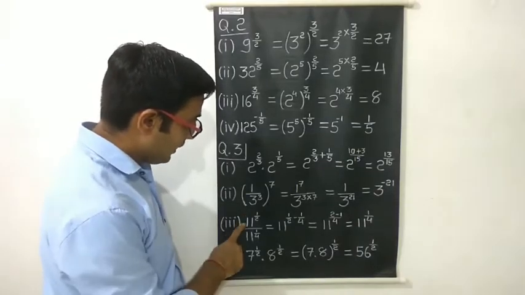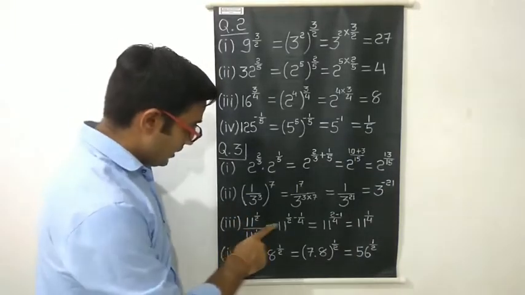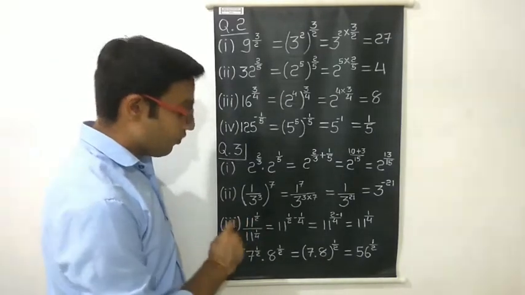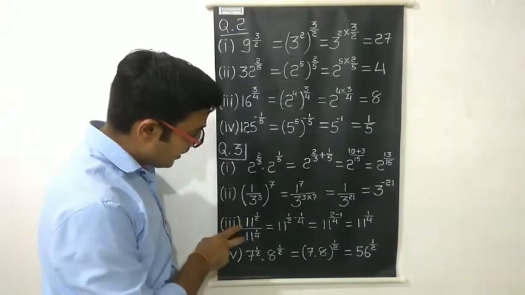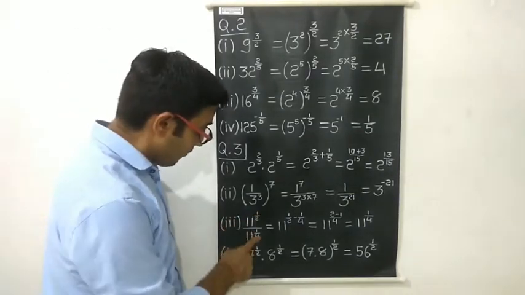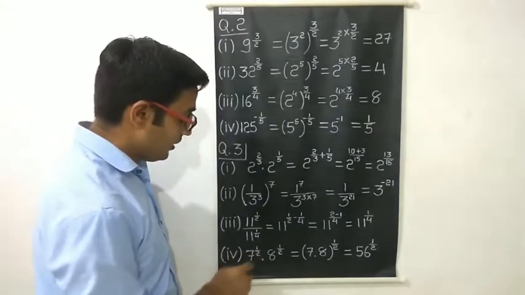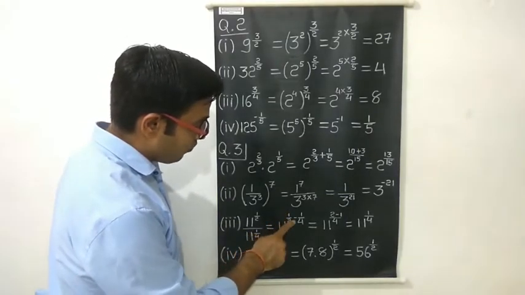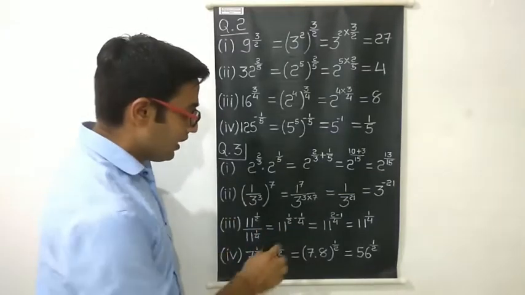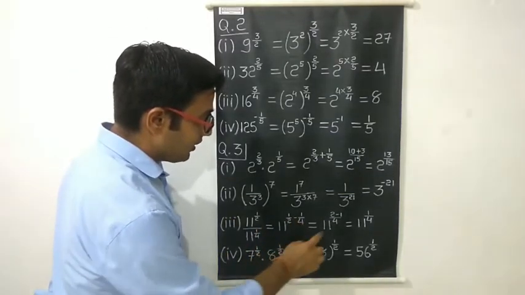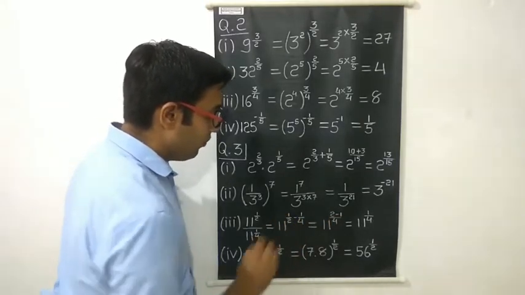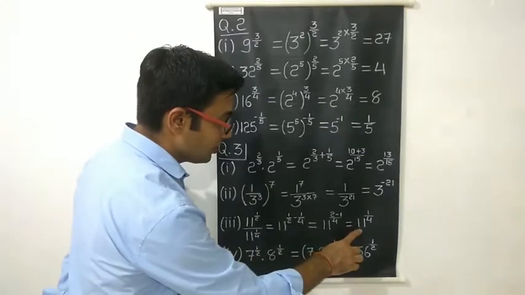Third one is 11 raised to power 1 upon 2 divided by 11 raised to power 1 upon 4. So which law will apply here? Base is same, power is different, and both are in the denominator. So the power will subtract. Right? So 11 raised to power 1 by 2 minus 1 upon 4. Now by subtracting this, we get the answer. 4 is an LCM. So 2 minus 1 upon 4. It will give us 1 upon 4.